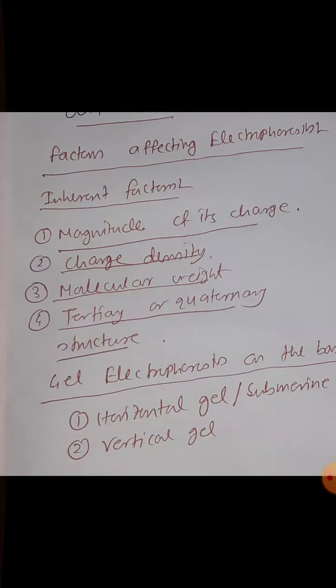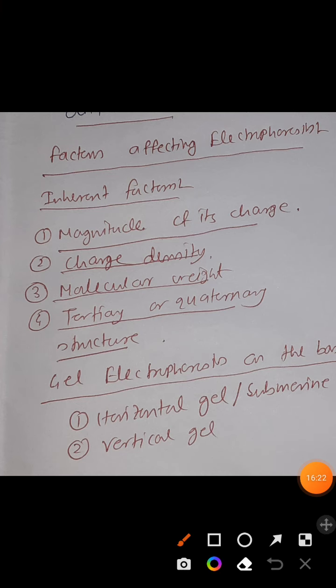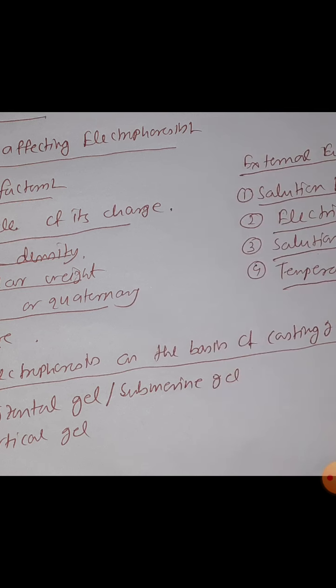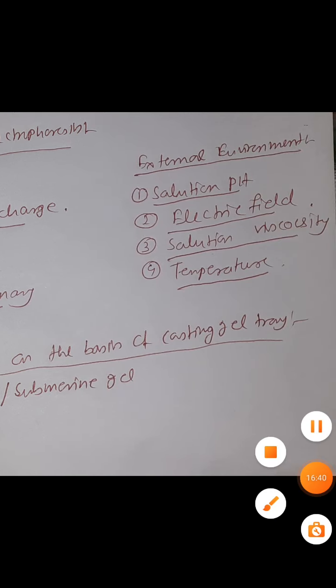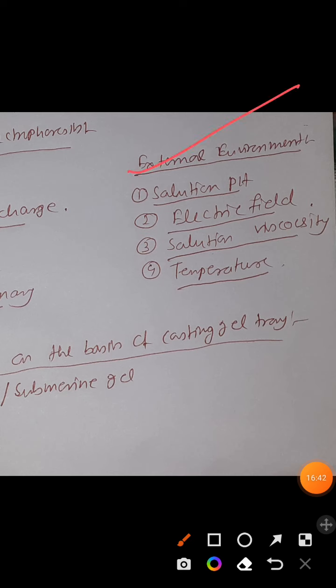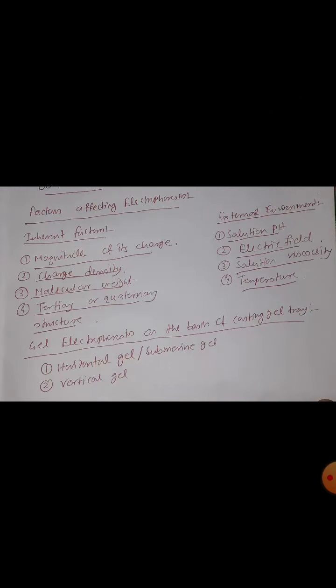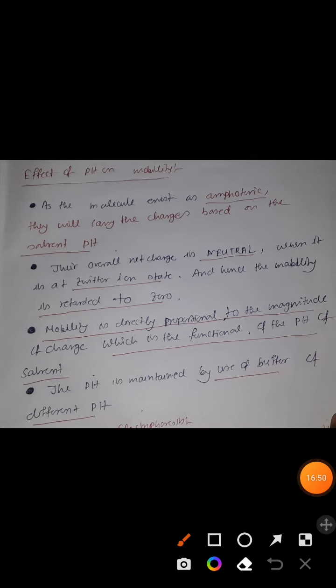So, in case of inherent factors, the factors affecting electrophoresis are the magnitude of the charge, charge density, molecular weight, and tertiary and quaternary structures. In case of external environment, the solution pH is important, solution viscosity is important, temperature is important, electrical field is important. So these are the important factors.